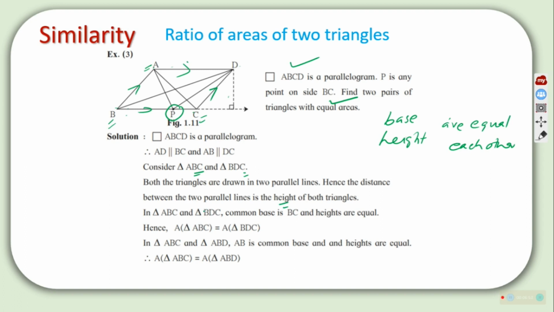So if you are considering ABC and BDC, we can say that they have a common base because both are on BC, and for the height, if two parallel lines are there, the distance between them is the same, so the height is the same in both cases. So they have equal areas, as asked.